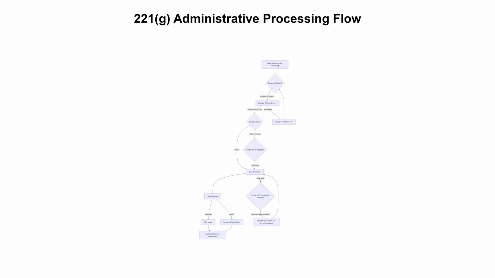This flowchart illustrates the administrative processing steps for Section 221G. It starts with the visa application, moves through steps where additional documents may be requested, includes background or security checks, and finishes with the visa approval or further steps depending on each case.